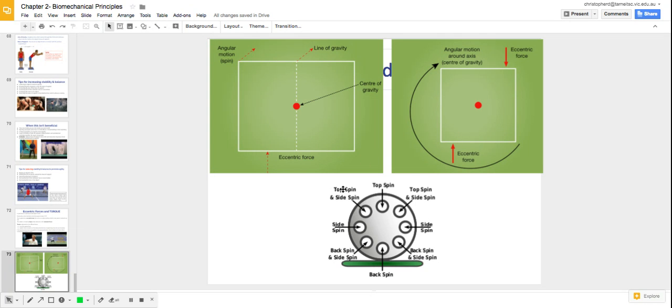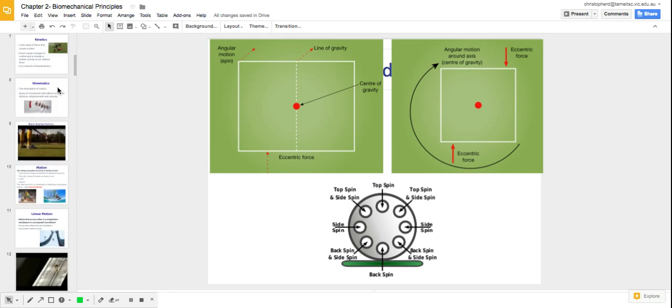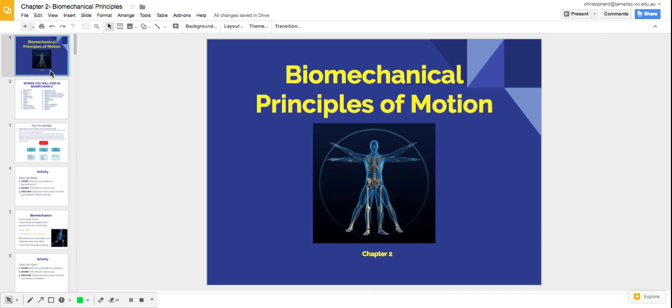Now, hopefully this has helped you go through biomechanical principles. You need to make sure that you complete all chapter questions, our review questions and our exam questions, and it's going to make it a lot easier for you to understand when you get to Unit 3 Outcome 1.